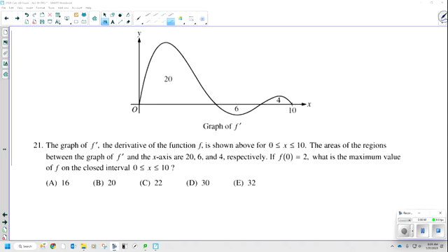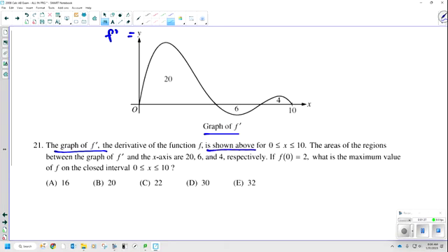I love it when the first problem we have gives us either a graph or a table or a chart, because I love them. 21. The graph of f prime, the derivative of the function f, is shown above. Anytime they tell me what the graph is, I tell my students that means y, whatever y is, that's the graph value. If this is the graph of the derivative of f, then the y value is the value of the derivative of f. So write that down.